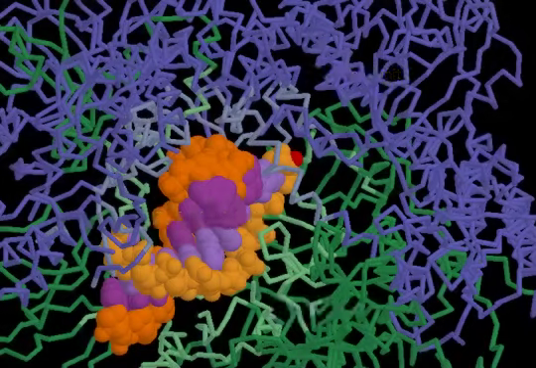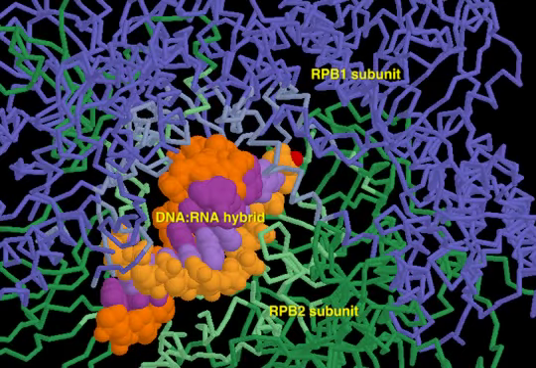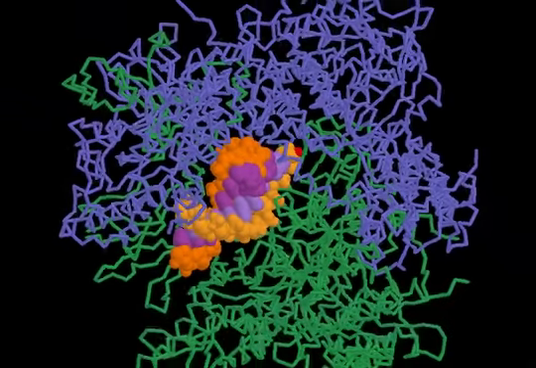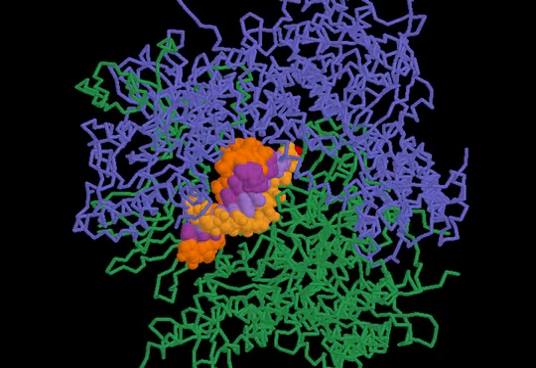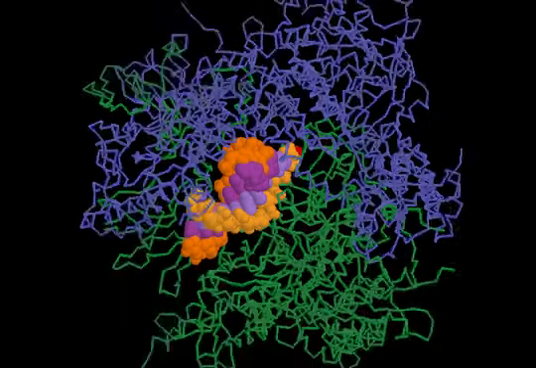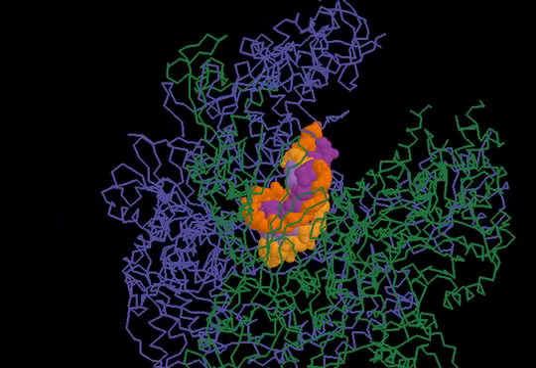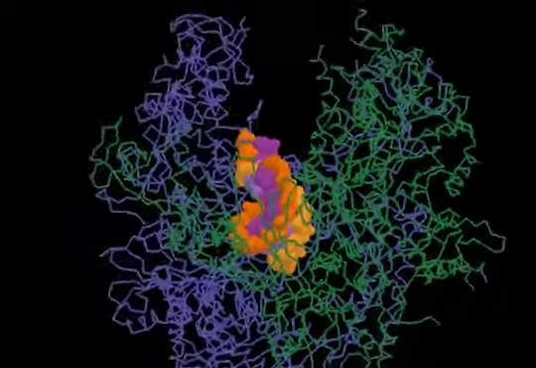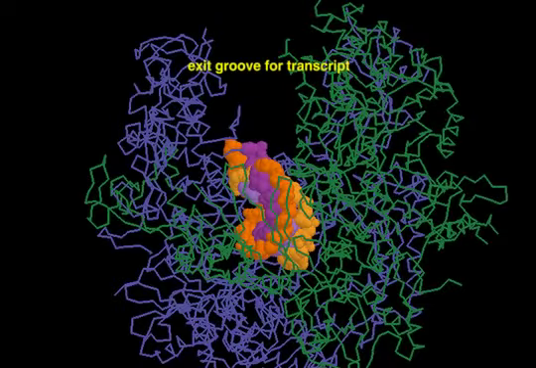In the active site of RNA polymerase II, a single-stranded DNA template is transcribed into a complementary RNA transcript. The initial product is a DNA-RNA hybrid from which the newly synthesized RNA strand is stripped off. It leaves the polymerase via an exit groove on the protein surface.